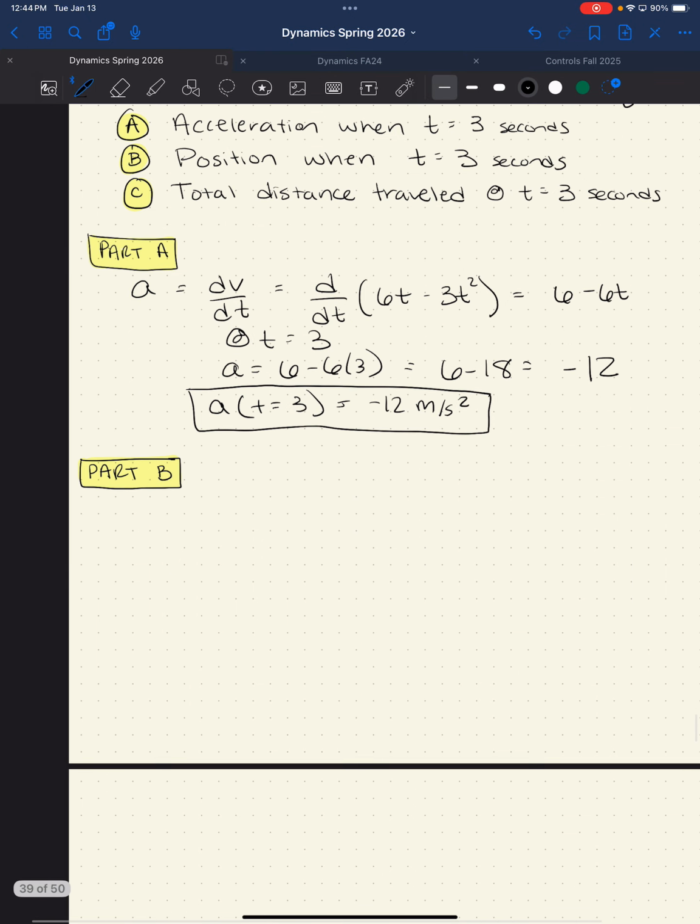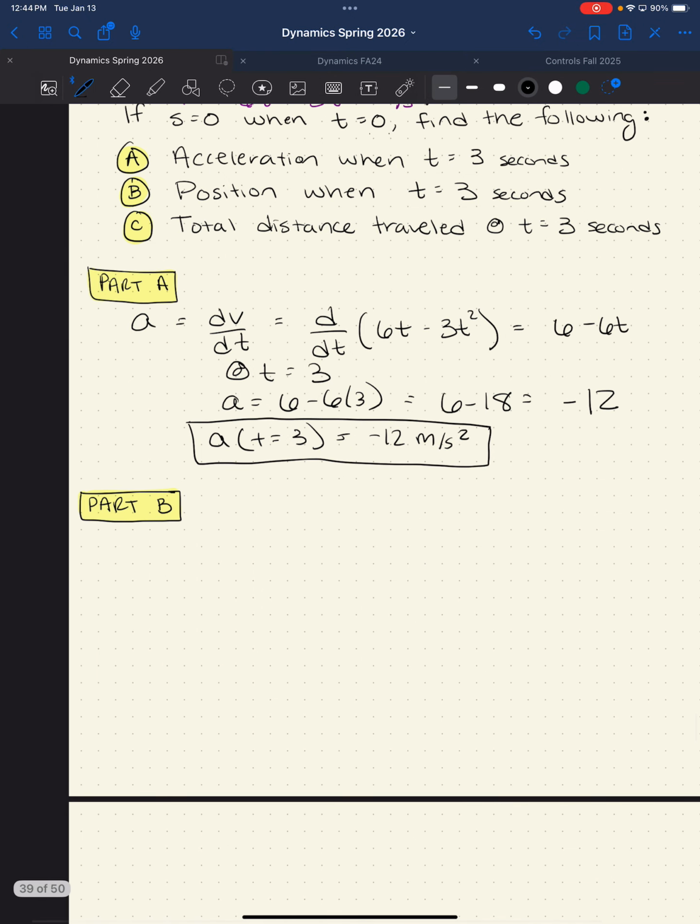All right, that does it for part A. Woo, easy peasy. Part B. Let's do position. Position is weird because I have to go the other way, right? I don't take a derivative this time. I take a what? An integral.